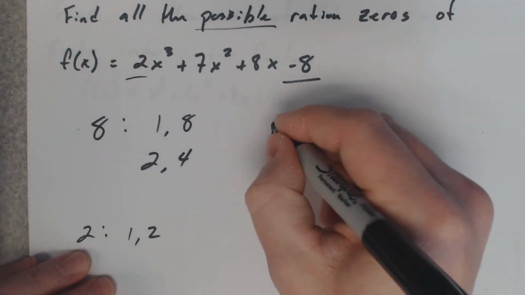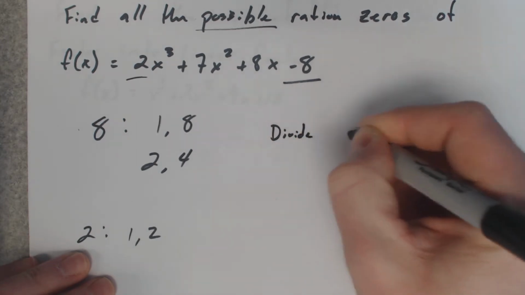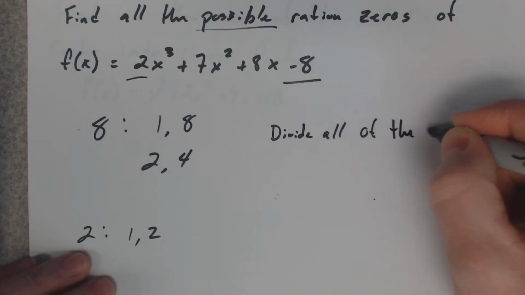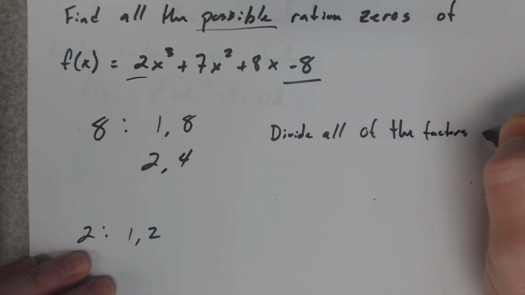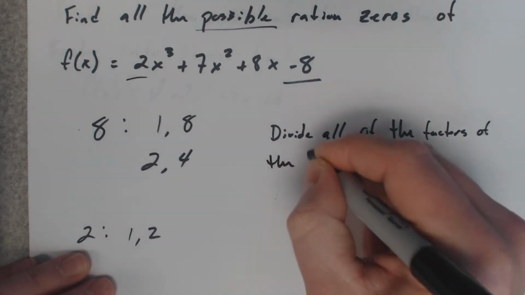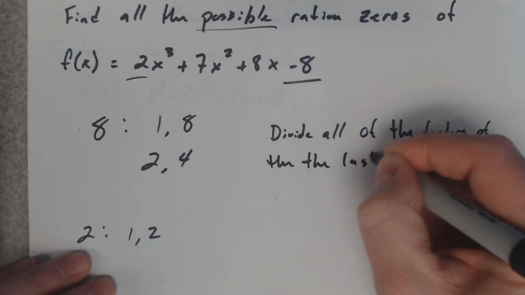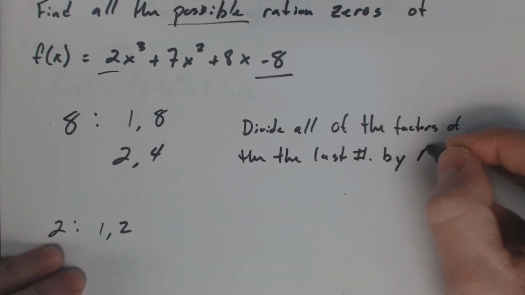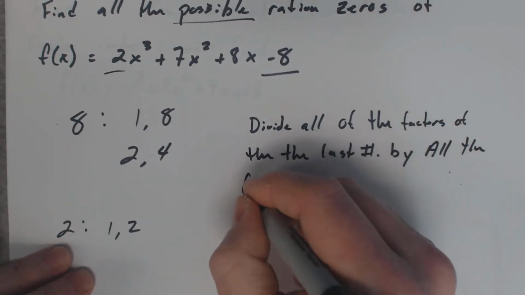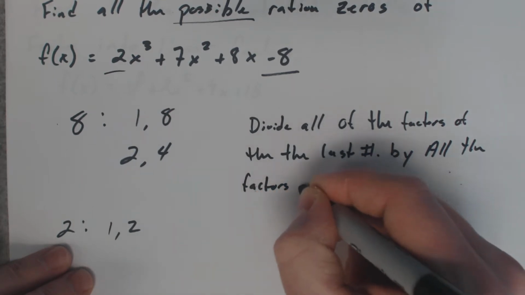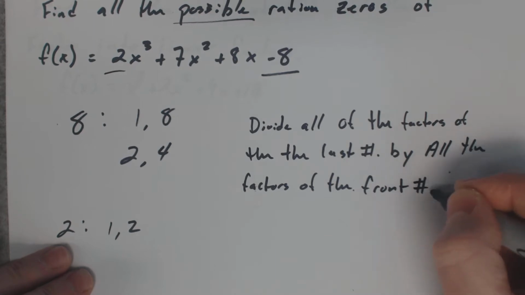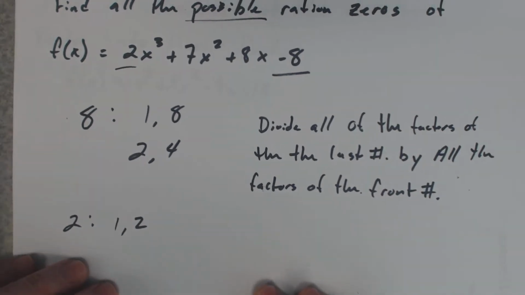So divide all of the factors of the last number by all the factors of the front number. I didn't use any math vocabulary at all.